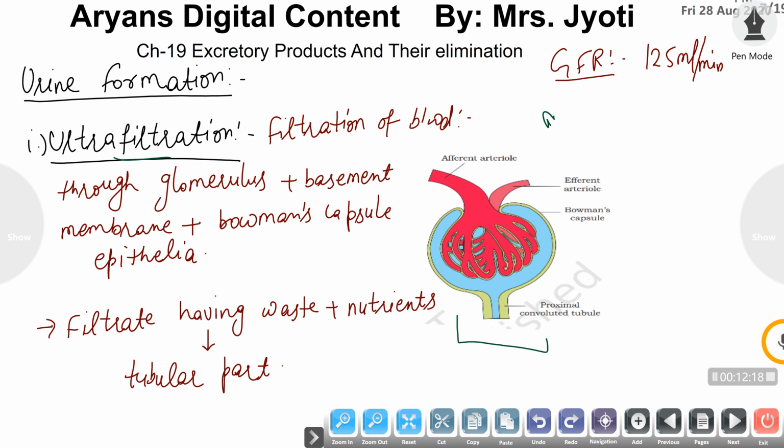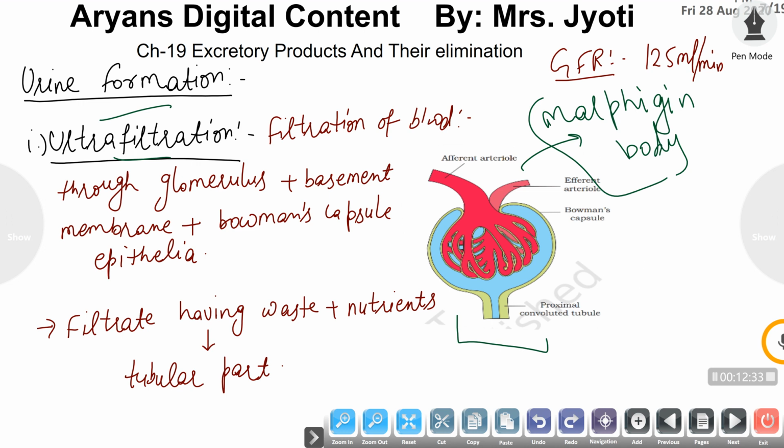Malpighian body means the junction, or the part, that is formed by the glomerulus and the Bowman's capsule. They collectively form the Malpighian body, and this Malpighian body is responsible for the filtration of the blood. In this filtration, the afferent arteriole, which is carrying the blood to the kidneys for filtration, gets divided into a fine network of capillaries that is known as the glomerulus. So first-time filtration does take place through the glomerulus.